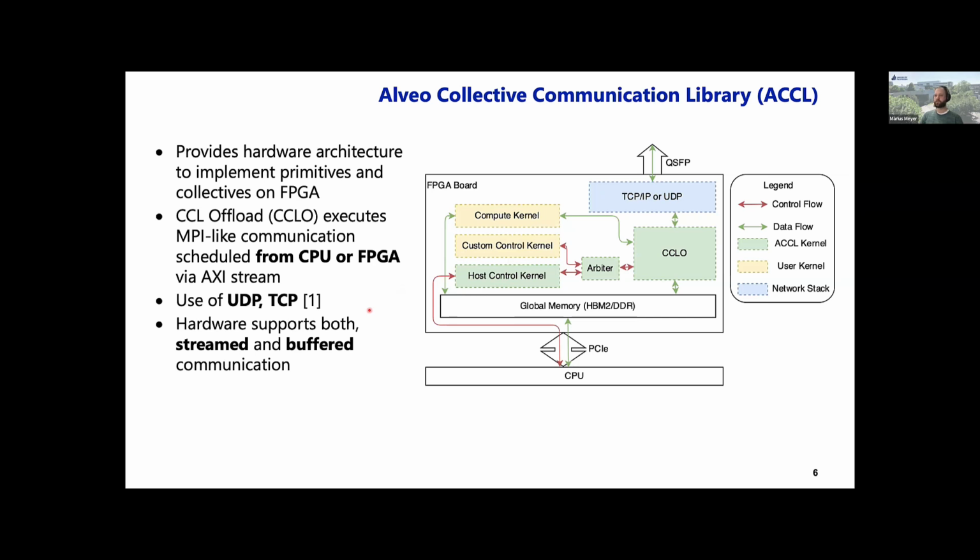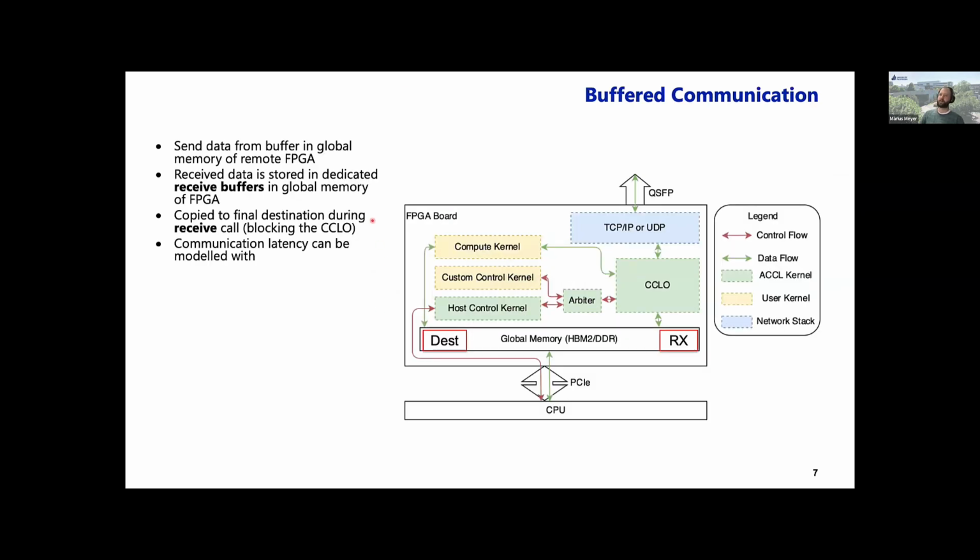Overall, ACCL supports two different types of communication, streamed and buffered communication. In the following, I want to give you a short overview of what I mean by that. So let's say we have an FPGA board here and our global memory here, either HBM2 or DDR memory, for example. If we want to use buffered communication, we basically have two buffers in global memory that are relevant. One is the receive buffer that is used internally by ACCL and the CCLO, and then the destination buffer that will be used by our actual compute kernel, so the HPC application that will be running on the FPGA.